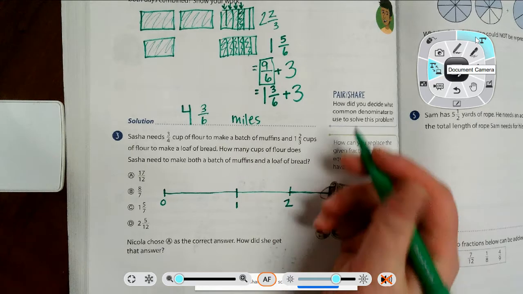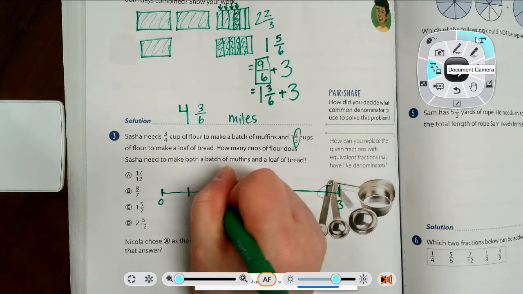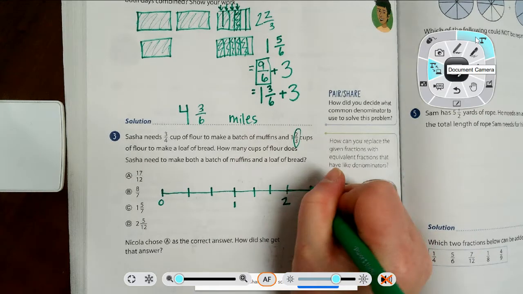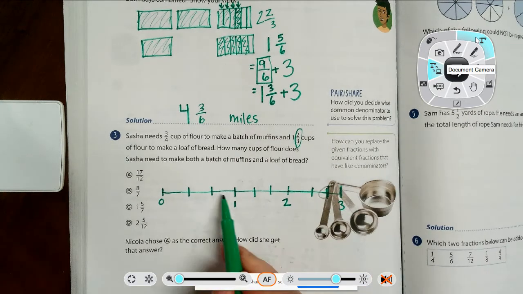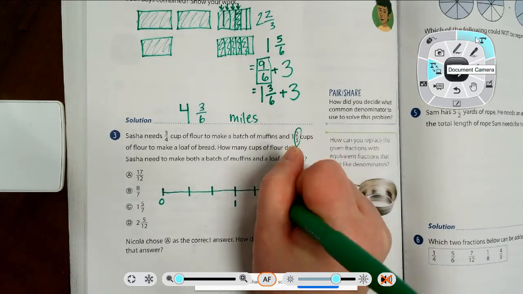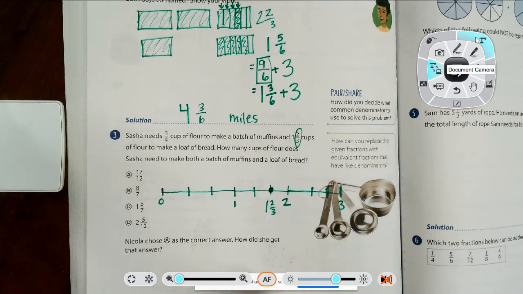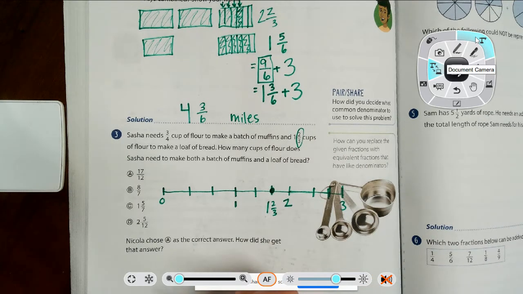So the first thing I'm going to do is break them up into thirds. So like this. That means there are 3 pieces in every one. So I've got 1 whole plus 2 more. That's my 1 2/3. Then I'm going to add 3/4.